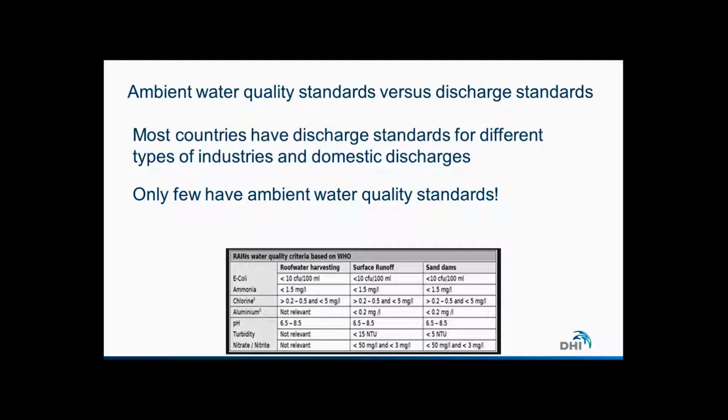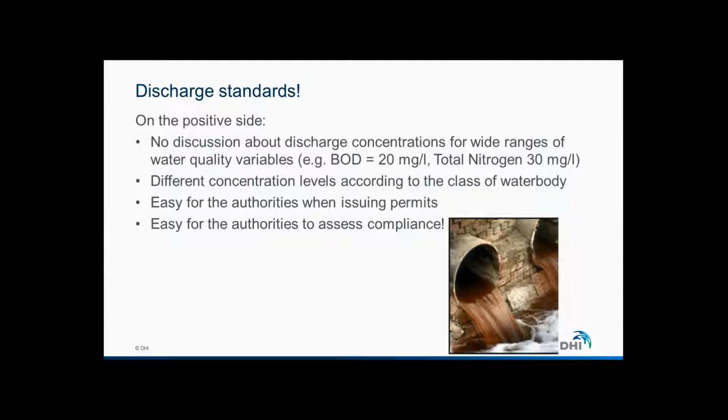And what I've also experienced is that only very few countries actually have ambient water quality standards. I will give you an explanation about these two terms. Now, discharge standards, on the positive side, it's easy because if you want to establish yourself as an industry, you can simply look up on the internet or wherever you can get the information, and you can see that maybe the water quality standards for a discharge is 20 milligrams of BOD or 30 milligrams of total nitrogen.